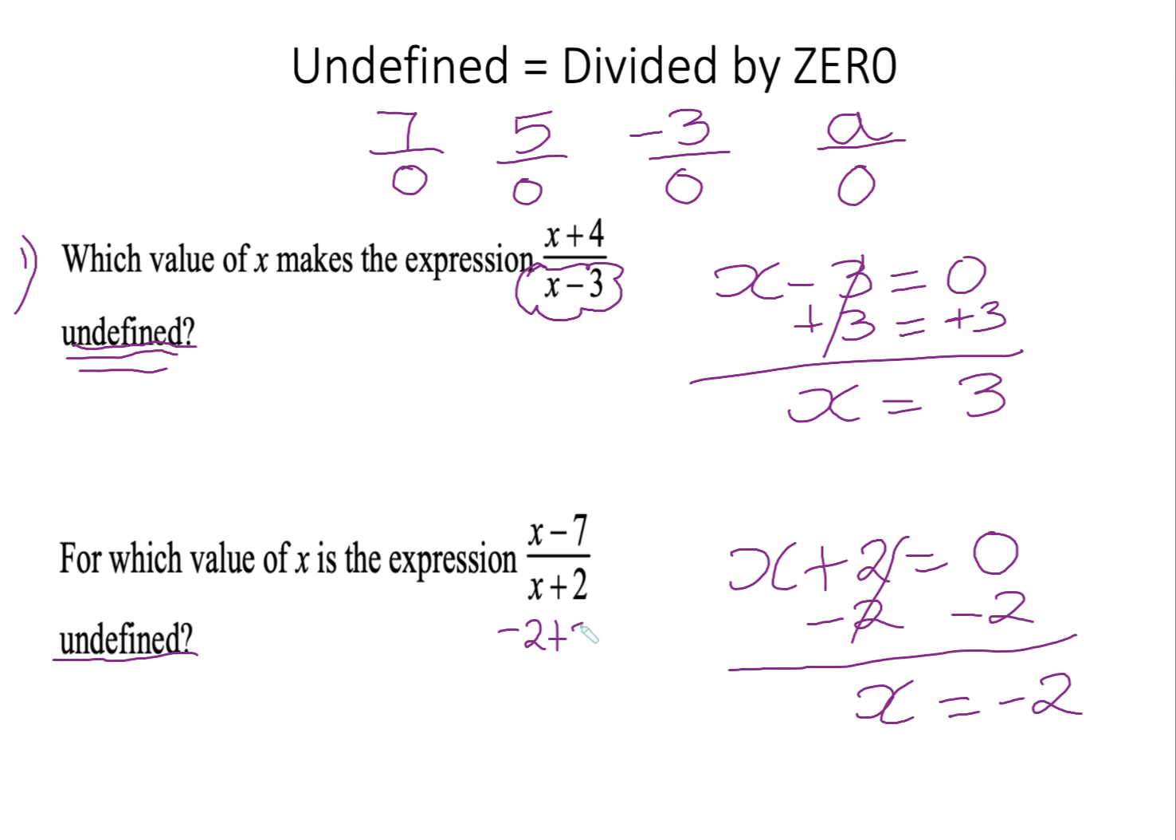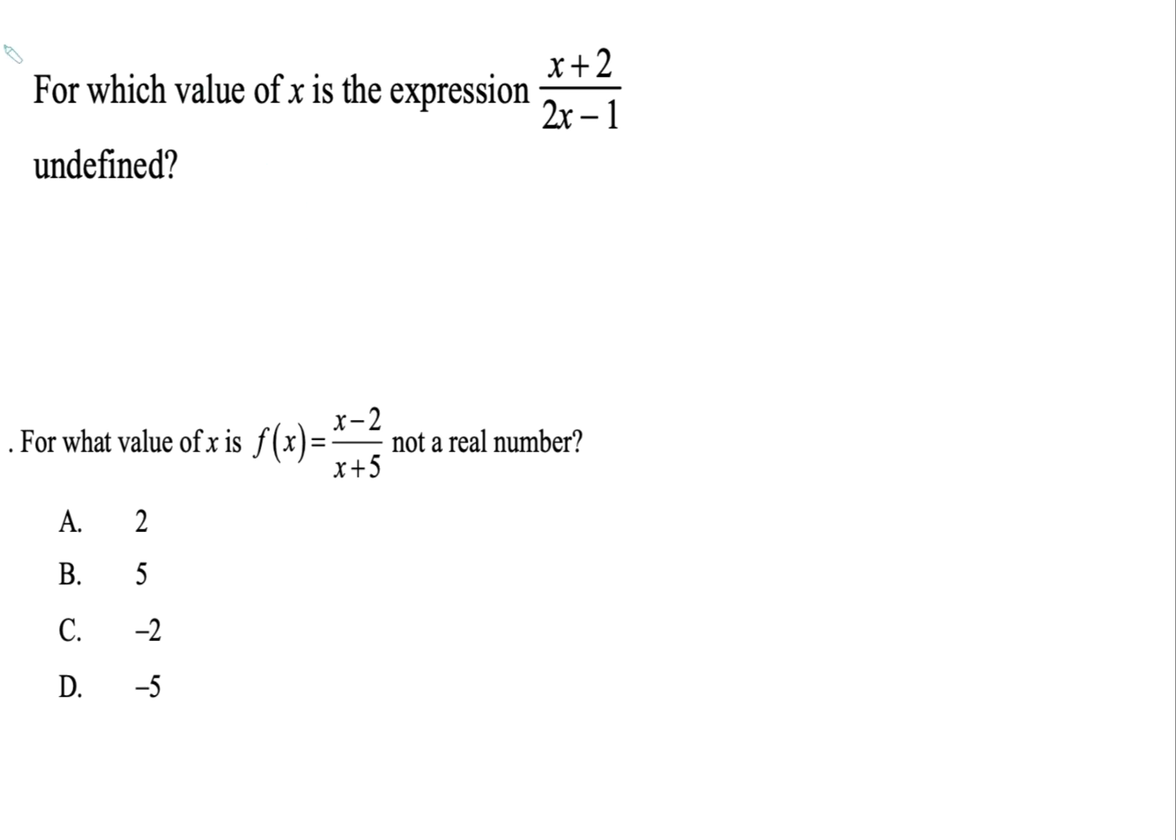So you have -2 plus 2. Remember, when the signs are different, we subtract. So if you subtract 2 minus 2, guess what you get? 0. So when x is -2, this function becomes undefined. So this is our answer, x equals -2. Okay, number 3, I'm bad with numbering stuff. This is 4.